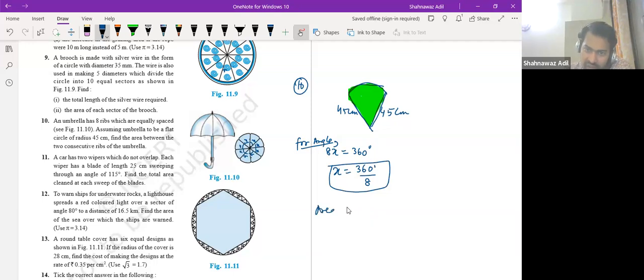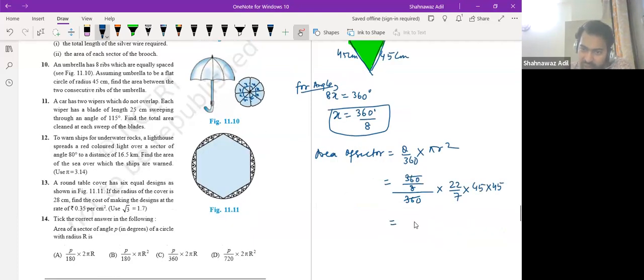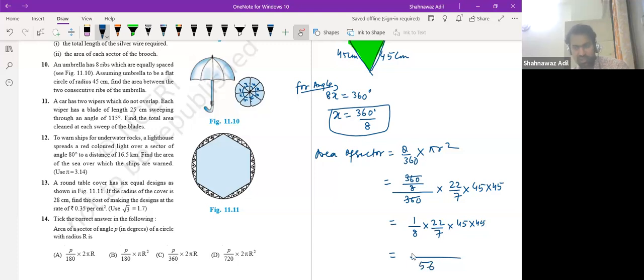So area of sector is theta by 360 times pi r square. So theta is 360 by 8, divided by 360, and pi. Do we have to take the value of pi? Okay, so 45. How will we cancel this 45? So we'll keep it that way. So 360 will cancel, and this would be 1 by 8, 22 by 7. 45, 45, so this is not cancelled, right? So we can use this. 45 square is there. There is a trick to calculate.